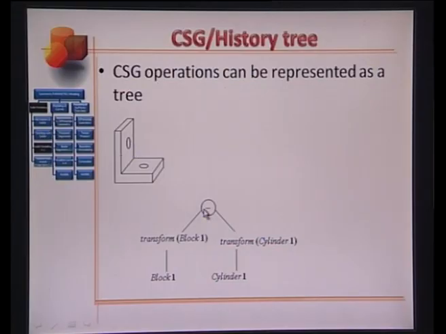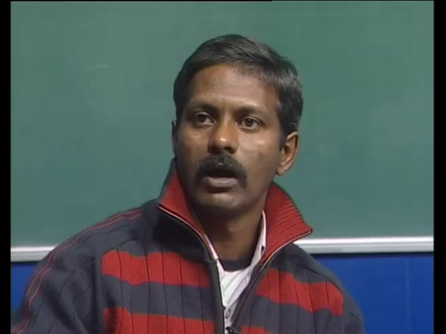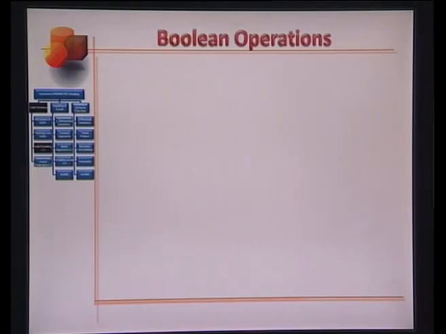We can do something very similar for the second block and second cylinder. That is, we take block 2, transform it, we take cylinder 2, transform it, and cut the cylinder from the block. Doing so would give me a block with a cylindrical hole here. And then I can perform Boolean join operation to join this block with this block. We have seen two kinds of Boolean operations already, namely the subtraction and the Boolean join. Let's talk about some more operations in detail.